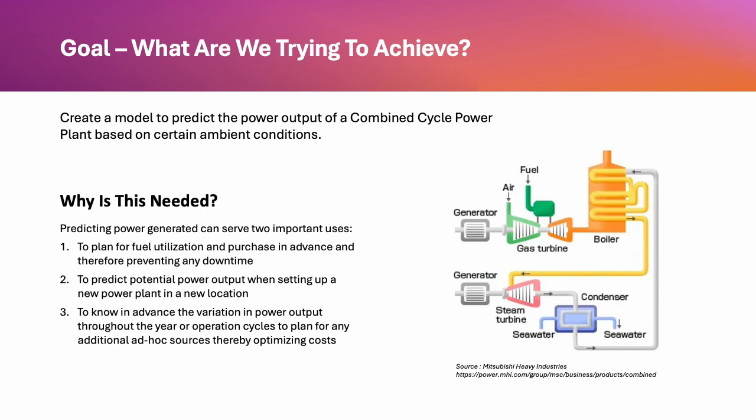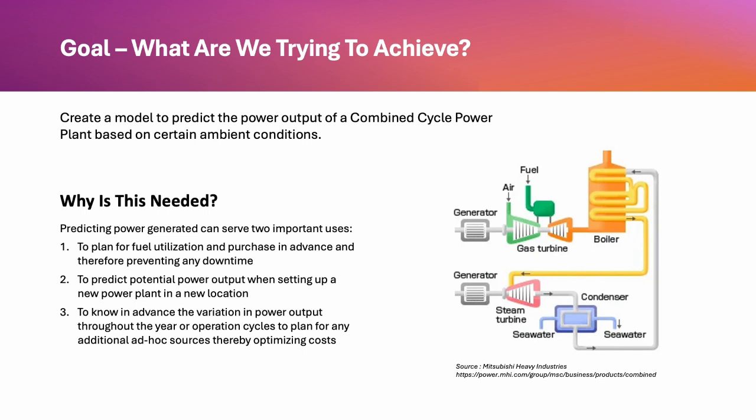This combination of a gas turbine and a steam turbine increases the efficiency of the system, since it helps recover energy from exhaust gases that otherwise would have been wasted. So why do we need a predictive model in the first place?